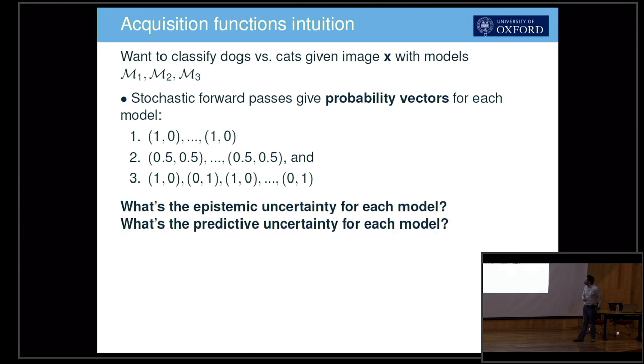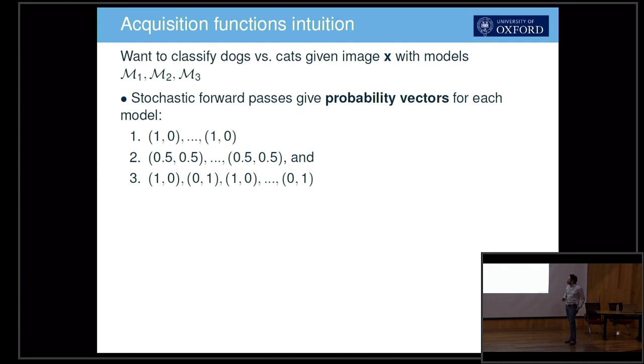Which model do you think has high epistemic uncertainty here? Who thinks that model 1 has high epistemic uncertainty? Who thinks model 2 does? Who thinks model 3 does? Yeah, I got answers all over the place.